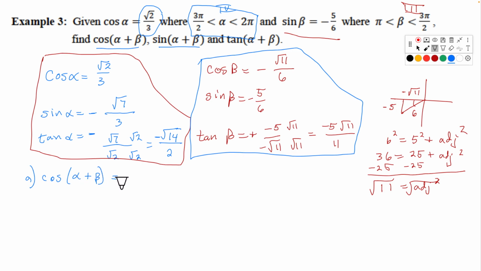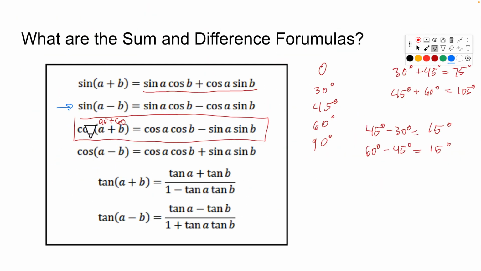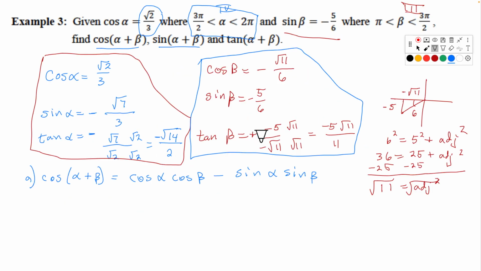Let's see if I can remember it correctly from the formulas. Remember, cosine, cosine, sine, sine, and the plus has got a negative in between. So we'll see if we remember this right. So I think it's cosine of alpha times cosine of beta minus sine of alpha sine of beta. And I'm still not that confident, so I'm going to go back to the formula sheet. Cosine of A plus B, cosine A, cosine B, good, minus sine A, sine B. Okay. So we've got the formula set up right.